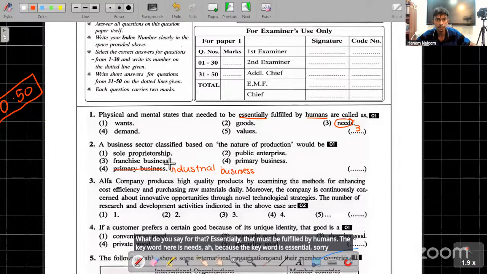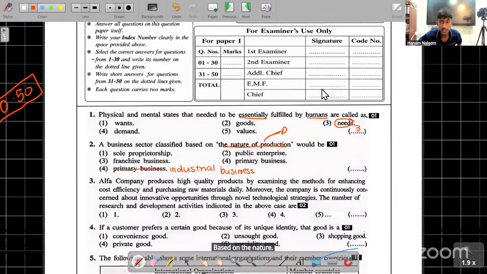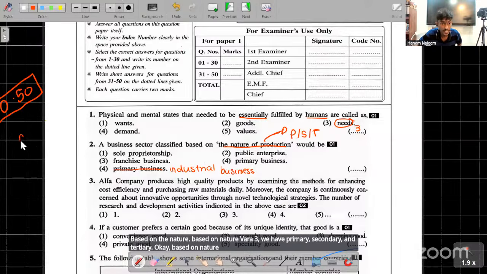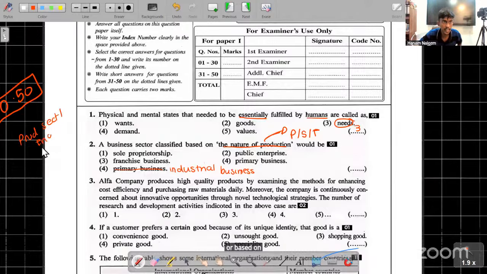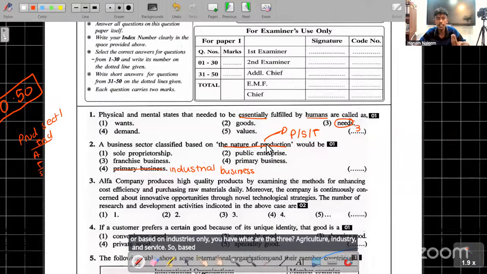Sorry. Next one. Business sector classified based on nature of production. So based on nature of production, what are the three types of business we have? Primary, secondary, and tertiary. Based on production sector or industries only, you have agriculture, industry, and service. So based on nature of production, primary, secondary, or tertiary. So here the answer is primary, fourth one.